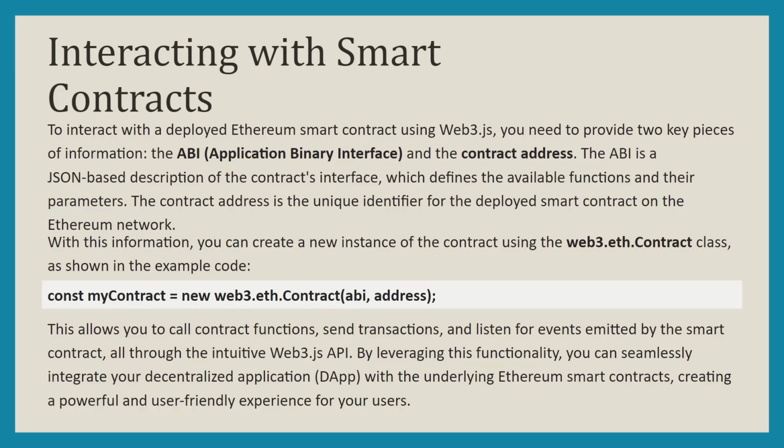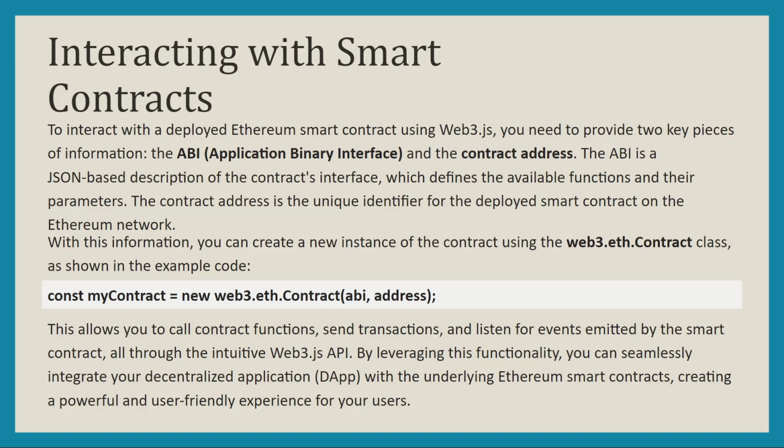The first is the ABI, which stands for Application Binary Interface. Second is contract address. We have already gone through these terms before. Just as a quick recap, the ABI is a JSON-based description of the contract's interface, which defines the available functions and their parameters. JSON stands for JavaScript Object Notation. This is a lightweight data interchange format that is easy for humans to read and write. It is commonly used for transmitting data in web applications between a server and client.